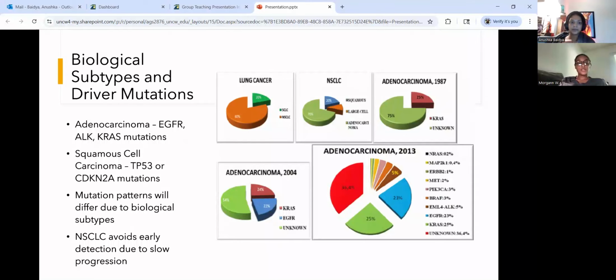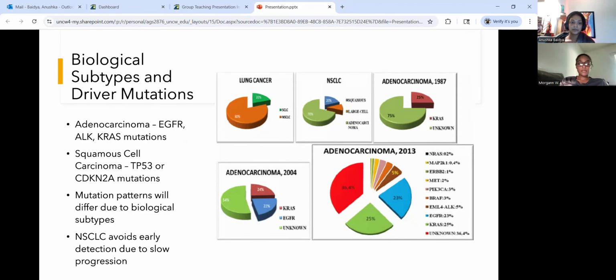So getting into the different subtypes and the mutations, each of these subtypes is a product of a different mutation within a cell. So here are just a few examples. Adenocarcinoma is affected by the EGFR, ALK, and the KRAS mutations. The squamous cell carcinoma is a byproduct of the TP53 or the CDKN2A mutation.